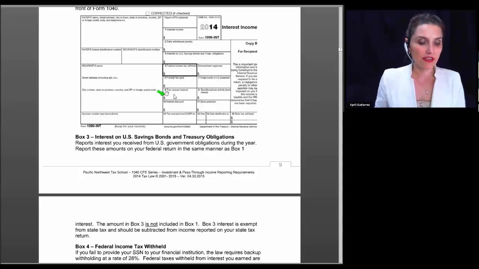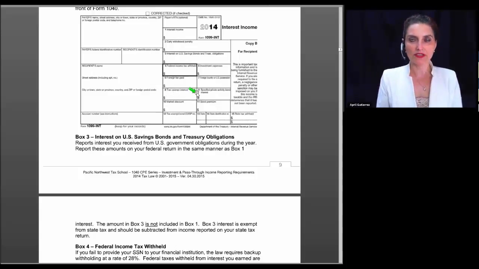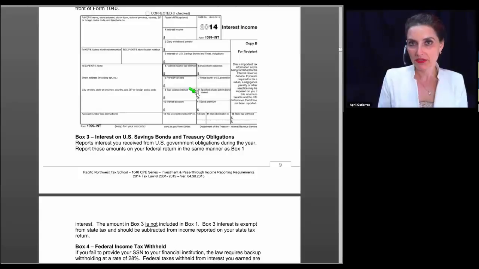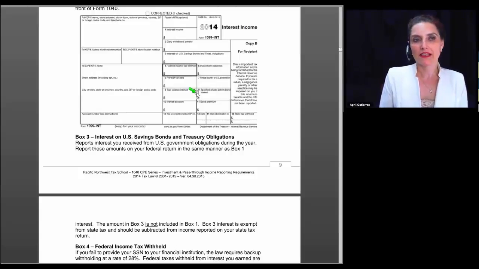Box 9 is specified private activity bond interest, and specified private activity bond interest is interest paid by a state government or local government that is used to finance activities that are not necessarily like a bridge or a roadway, but something different like an airport. And these particular types of interest are taxable under the alternative minimum tax.